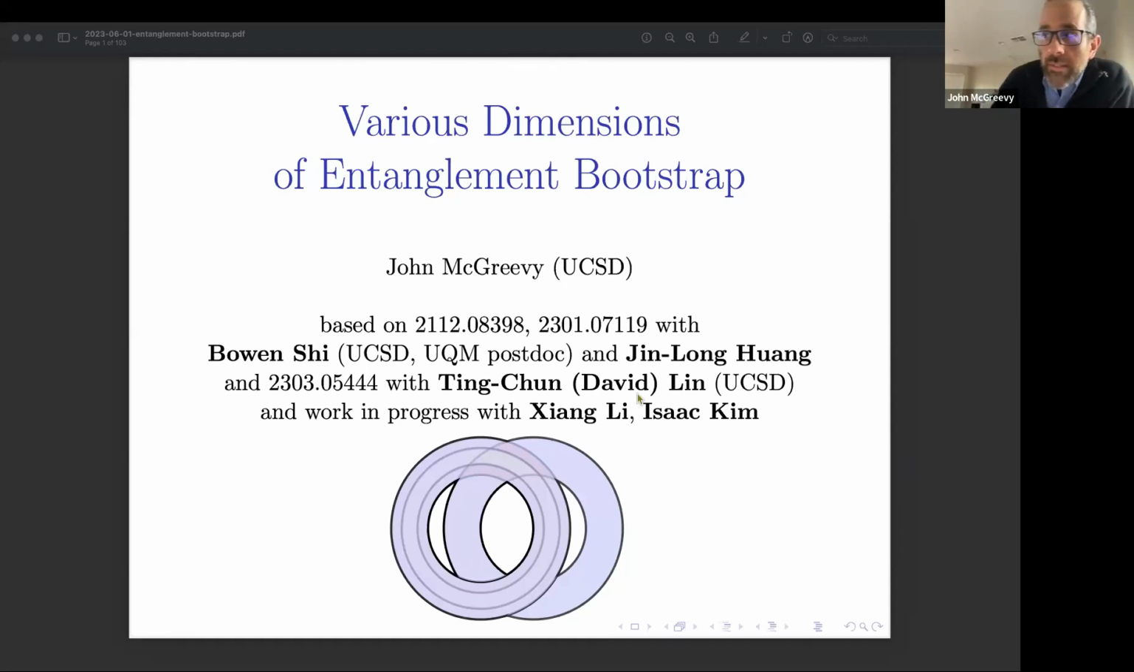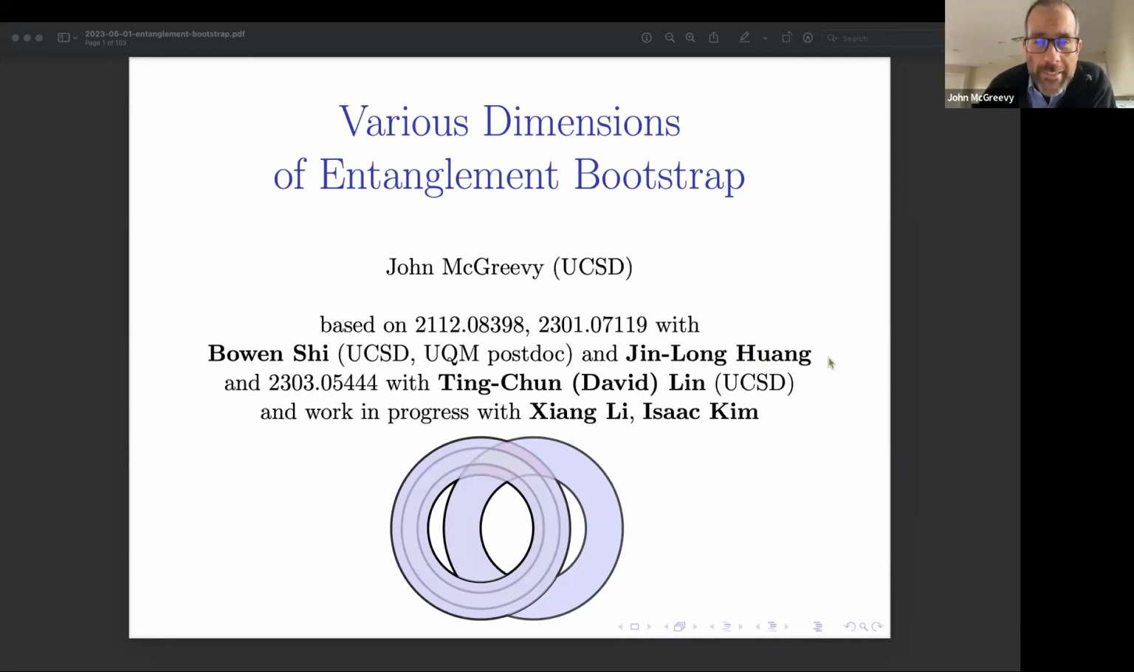Yeah, so indeed, this is a talk about recent progress in entanglement bootstrap, which is a sort of quantum state-based approach to quantum field theory and quantum matter. And I want to tell you about some recent work with Bowen Shi, who's a postdoc with us, who's one of the initiators of this program, and my student Jin Long.